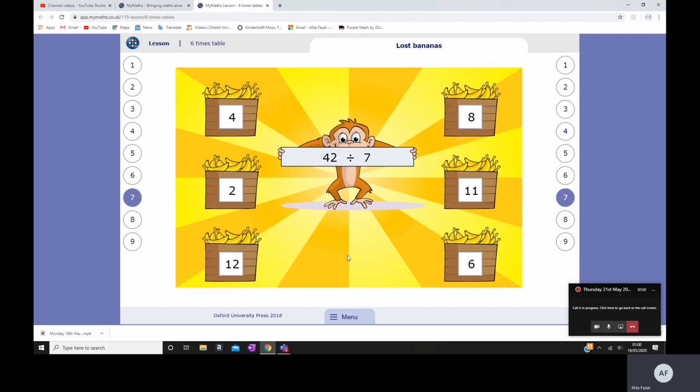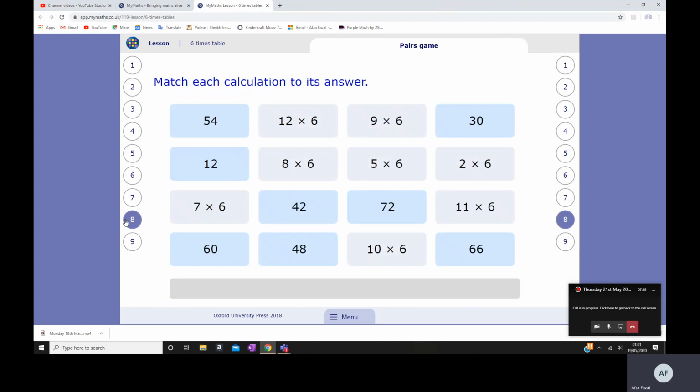So best thing to do, I know it's my 6 times tables. So I'm going to count in my 6 times tables because I'm an expert. So 6, 12, 18, 24, 30, 36, 42. That's 7. So now it's 6. So you can always use the inverse operation to work out the calculation.